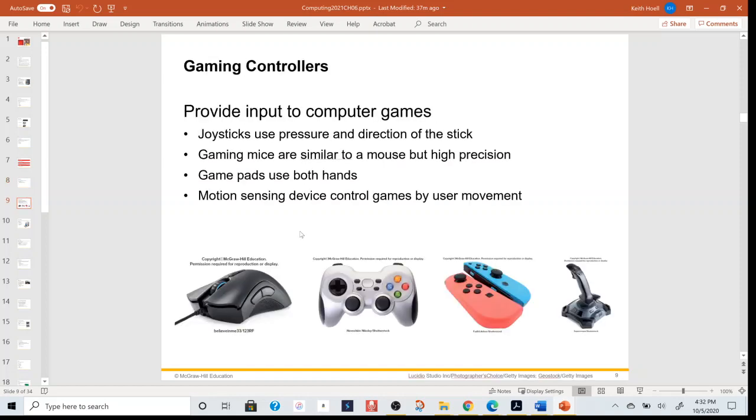Gaming controllers. All right, if you like to play games, you may have a gaming controller. It provides input to computer games. It's supposed to mimic what you would do in the real world, right? So sometimes if you're flying a plane, pulling up, pulling down, you're using the gears of the plane and you're throttling and all that other good stuff, right? A lot of things can be simulated using gaming controllers.